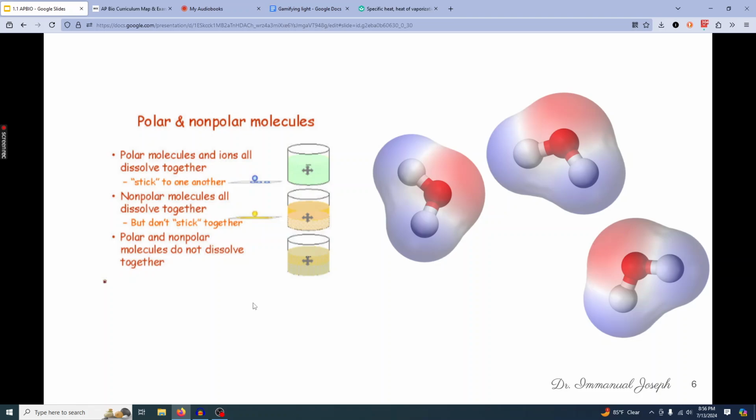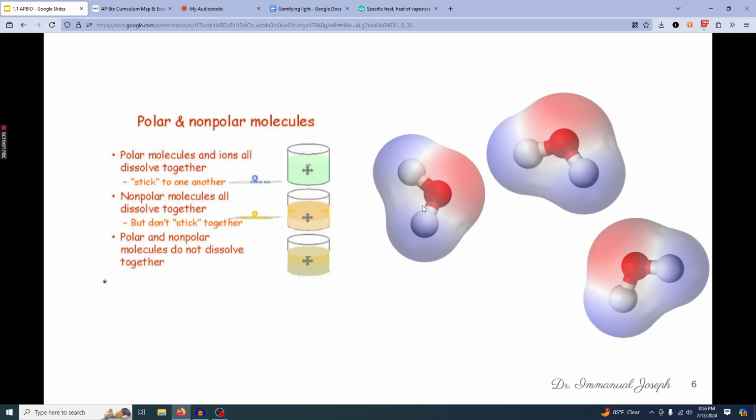Why is this important in biology? See, when you have charge, charge attracts charge. Okay, positive charge and negative charge get attracted to each other. Positive charges repel each other, and negative charges repel each other. But when you have no charge, which is a non-polar situation, coming in proximity to a polar molecule, they don't interact with each other. So polar molecules and non-polar molecules do not interact with each other.